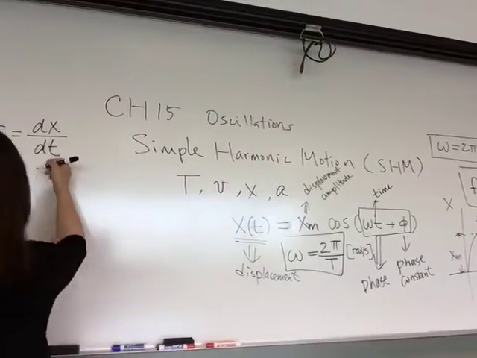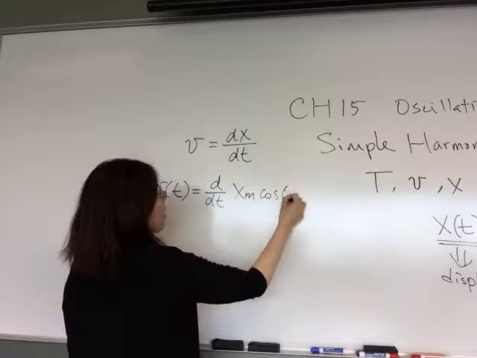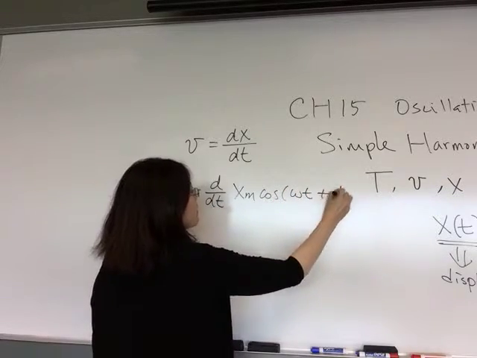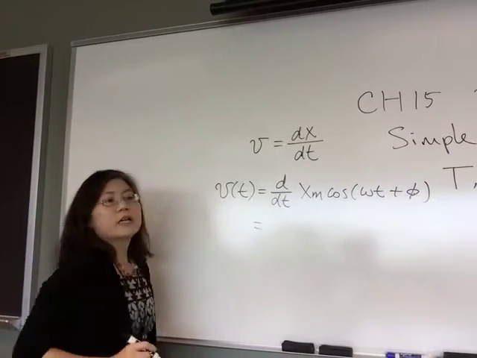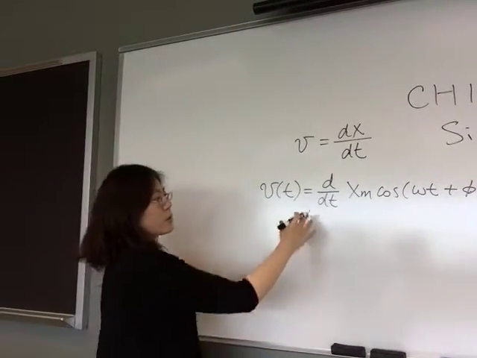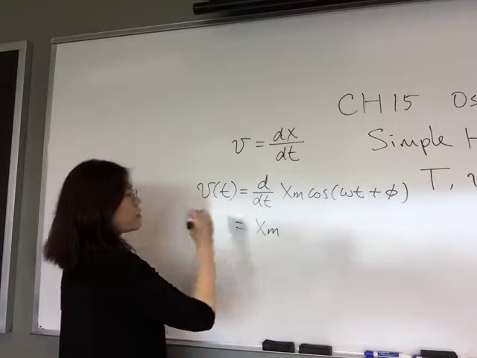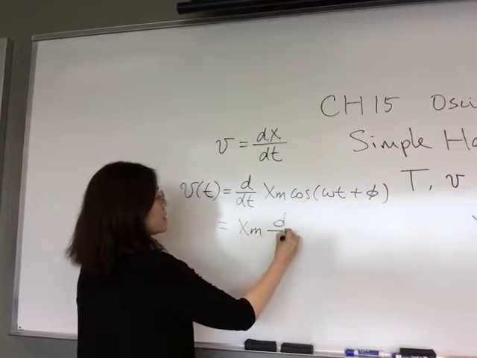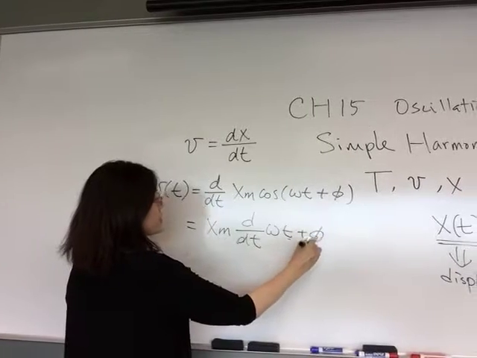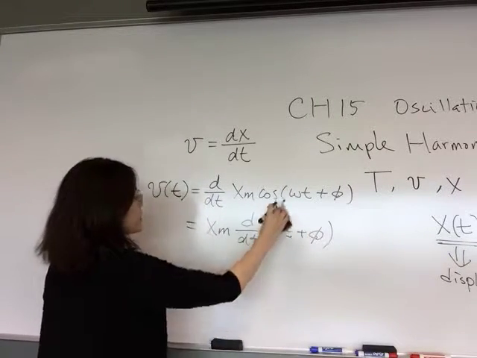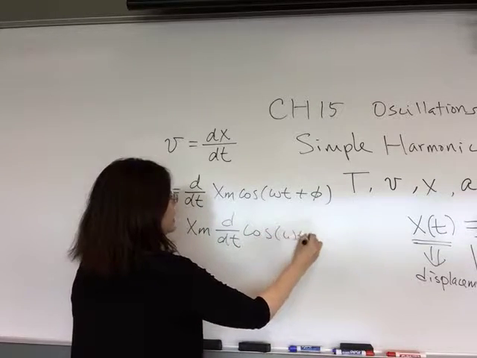So you have your x of t now equal to xm cosine of omega t plus this quantity. Your xm is a constant, so when you do the derivative, you can put it outside. And then what you have is d/dt of cosine of omega t plus this. I'm sorry, I was missing the cosine. The derivative of this thing.